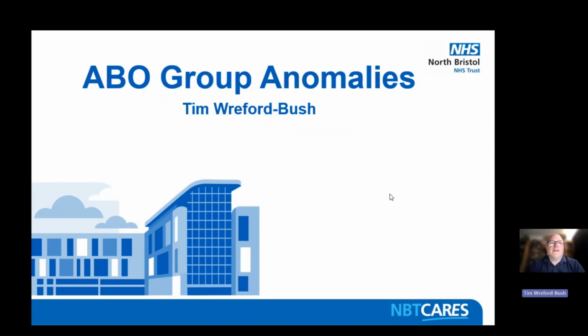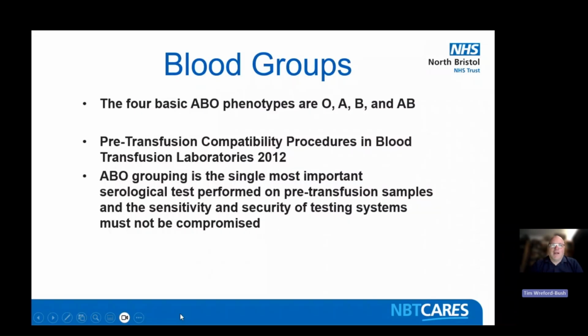Welcome everybody, thank you for joining. I'm presenting on the ABO group anomalies. It is actually more from a hospital transfusion laboratory aspect rather than the RCI side of things. They've got a lot more wonderful testing they can do. So, a quick introduction, a recap. There are 4 basic ABO phenotypes, which are O, A, B, and AB.